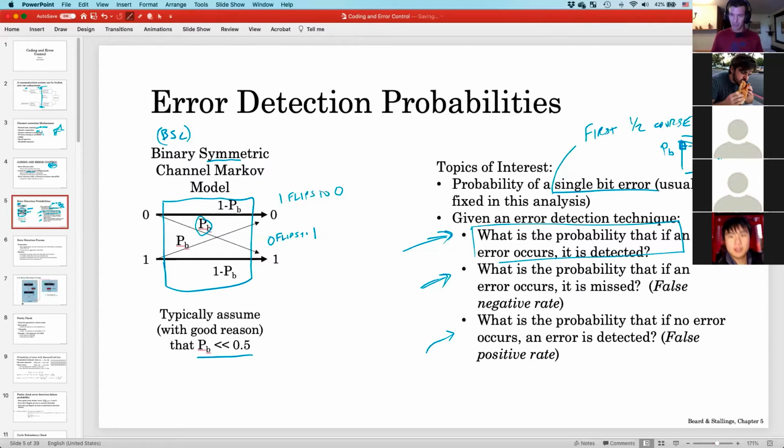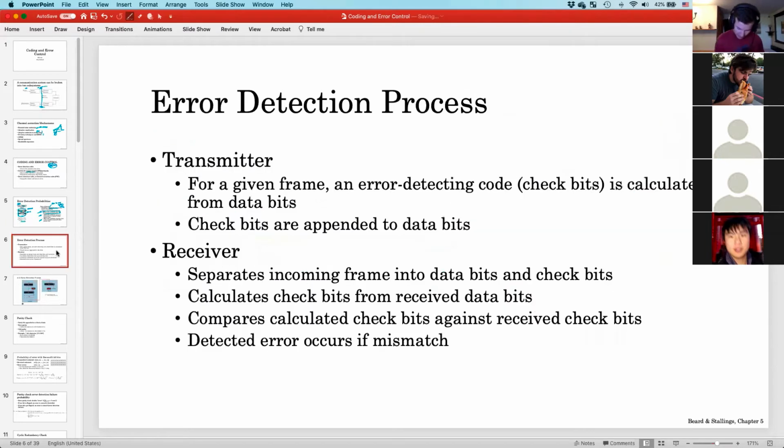So, I think the most basic error correction scheme, I guess, should we flip here? Yeah, why don't we do this? So in this context, the transmitter is going to be calculating some code or check bits from the data bits. And so actually I'm going to ask your forgiveness, but I'm going to flip back and forth between the next slide and this slide.